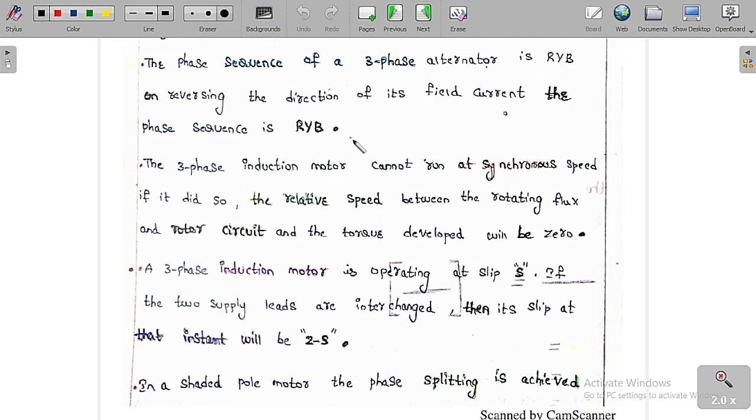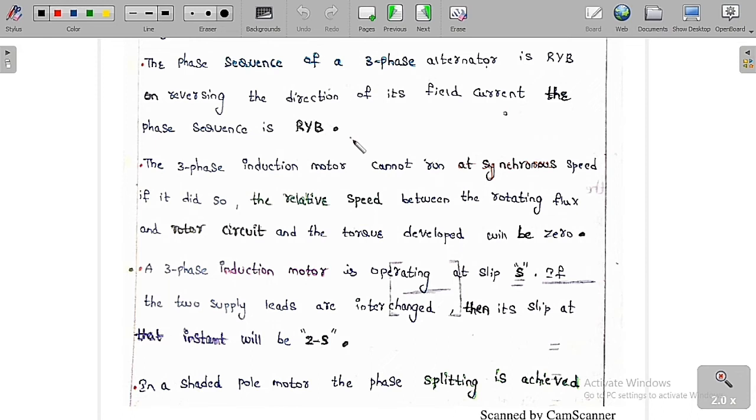So if you want to change the phase sequence of the supply, you just have to rotate the rotor in the reverse direction. Suppose in the clockwise direction you get R Y B, then do the rotation in the reverse fashion, and you are going to get R B Y. So you have to do it like this, not by just changing the DC supply to the field winding. You have to change the rotation of the rotor, then only will you change the phase sequence. The phase sequence of a three-phase alternator is R Y B. On reversing the direction of its field current, the phase sequence is still the same, which is again R Y B.